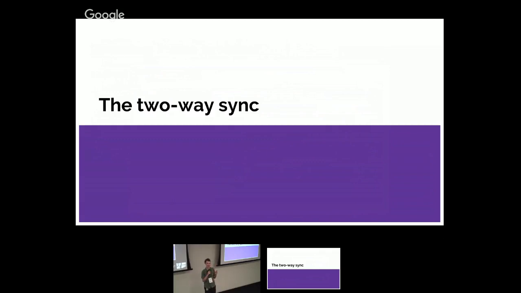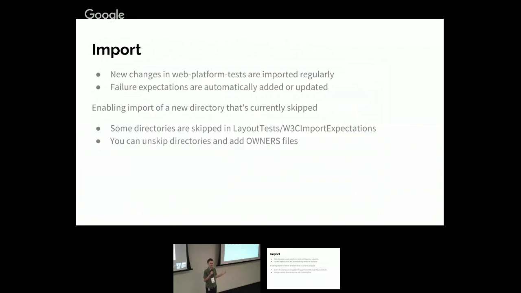All right, so the next topic is an interesting thing to know about, which is that we have a copy of web platform tests in Chromium, and there's the upstream repo, and we want changes in both places to be reflected. And so there's a two-way sync process, which has been added in the last couple of years. So tests are imported. You can generally expect them to be imported within a day or so. Not all directories are imported, and so if you want to enable importation of a new directory, then you can unskip it in the magical layout tests W3C import expectations file.